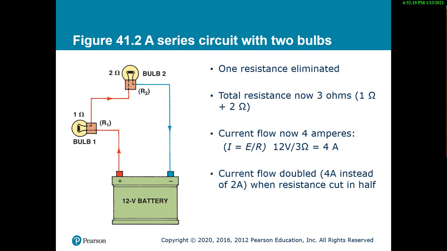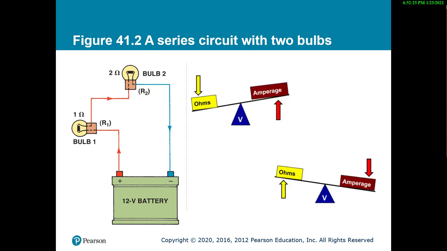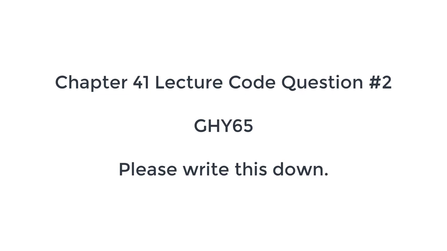So once again, this goes back to what I said in chapter 40 when I talked about the seesaw. As resistance goes down, amperage goes up. As resistance goes up, amperage goes down. So everything's related. And once again, you'll hear me repeat this 1,000 times: amperage is the result of the volts and the ohms. That is Ohm's law.